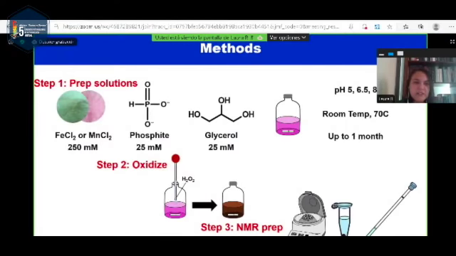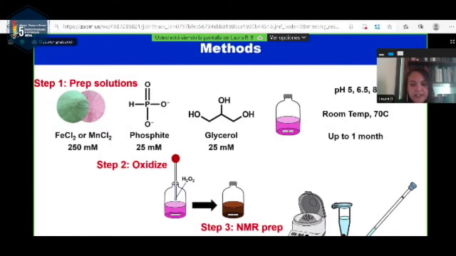So what I did is I made solutions using ferrous chloride or manganese chloride, added it to solutions of phosphite, sometimes glycerol, and titrated the pH to 5, 6.5, or 8. I oxidized it using peroxide solutions titrated to the appropriate pH, let the reaction go. And then before analysis by NMR, I raised the pH by adding sodium hydroxide to completely crash out the mineral and any residual metals.